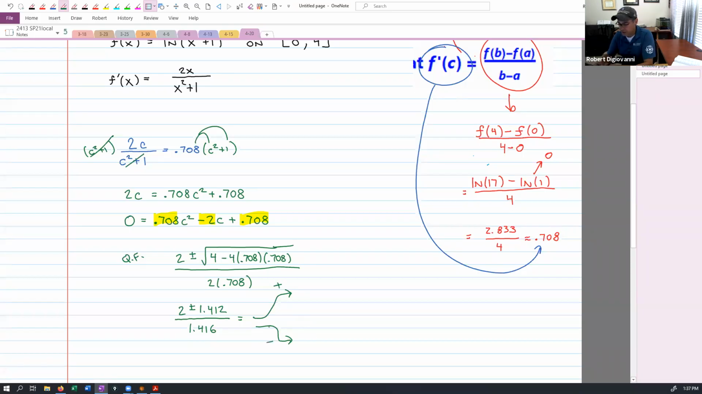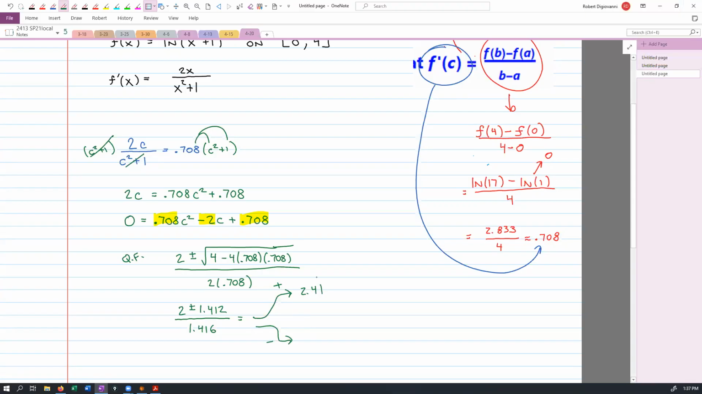Does anyone have any questions? I know I'm going a little bit fast here. It's pretty straightforward. Okay, good. It's just computational, right? You just got to make sure you don't mess up any signs.